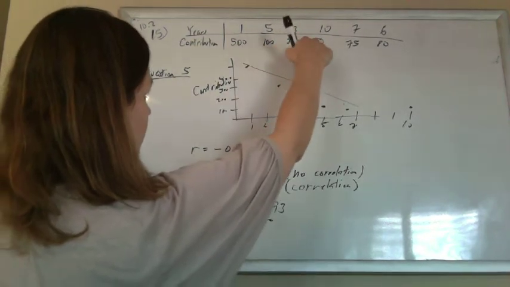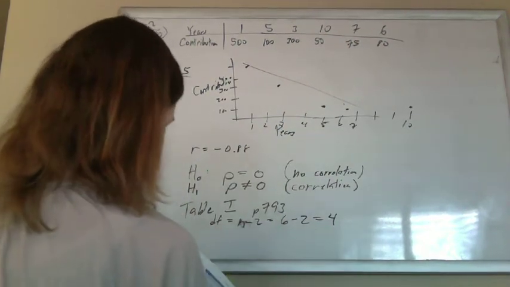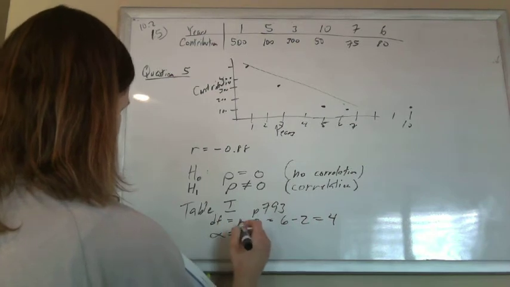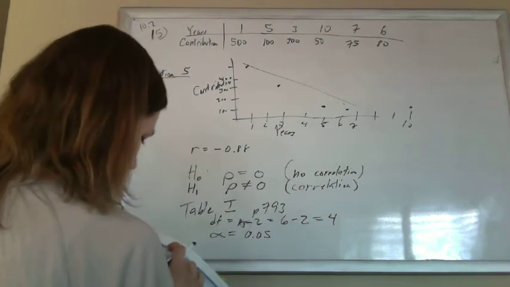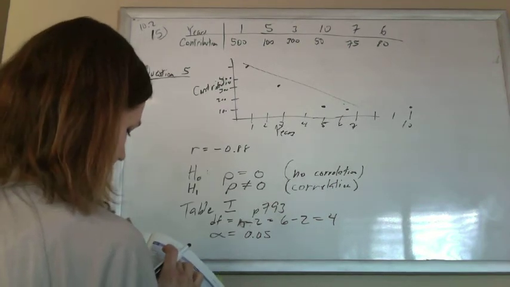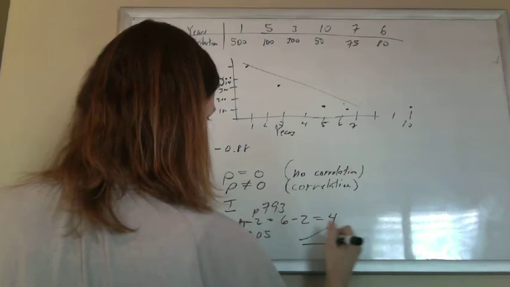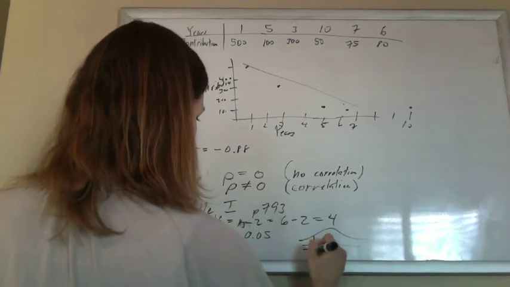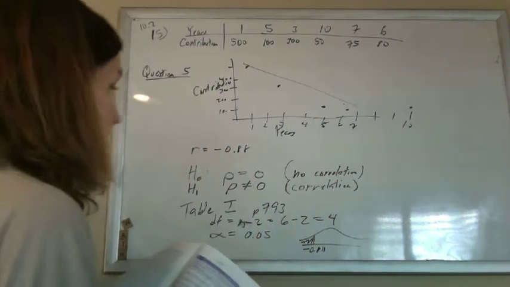So we have 1, 2, 3, 4, 5, 6. 6 minus 2 is 4 for our degrees of freedom. Our alpha, I think, was 0.05. And so here, at 4 and 0.05, we get 0.811. So 0.811, and it's negative because ours was negative.